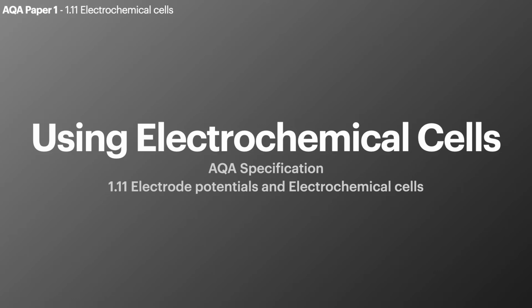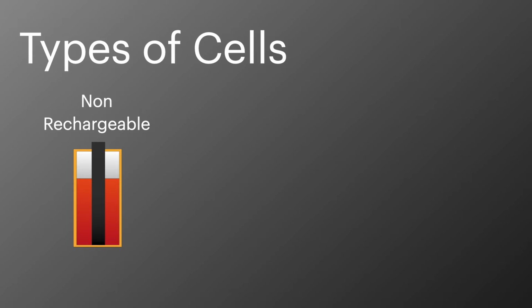This is on the AQA Specification 1.11 Electrode Potentials and Electrochemical Cells and does appear on paper 1 of your A-level exams. So there are three types of cells that you need to know for your A-level exams. The first type of cell is a non-rechargeable cell. A non-rechargeable cell is just like the AA batteries that you pick up at the supermarket. You might put them in your torch, you might put them in your remote control for your television or something like that. We then have the rechargeable batteries.